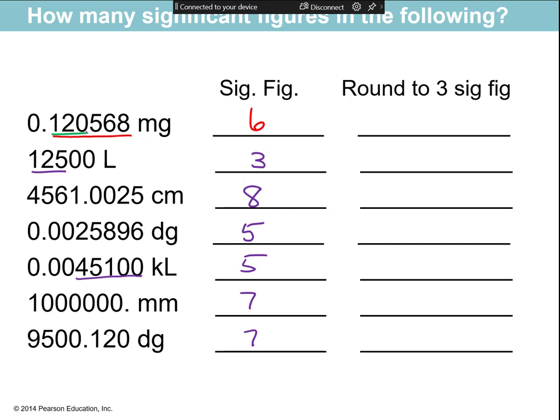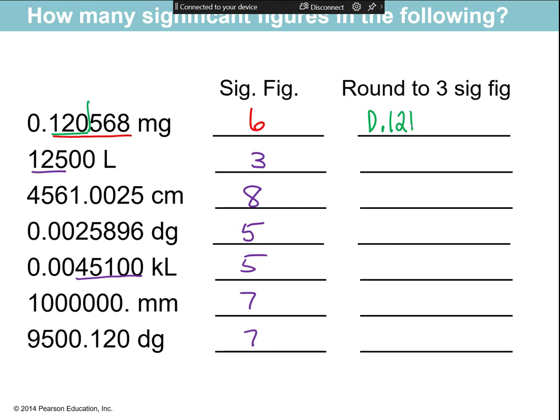So in this, there's my first 3 significant figures from the left. I don't count the 0 because zero is not a significant figure. So the 1, 2, 0. The next number, I'm going to either round up or round down. What am I going to do? Round up. So my answer is 0.121. So that zero rounds up to a one. I keep the zero in front. It's not significant, but it shows where the decimal is.